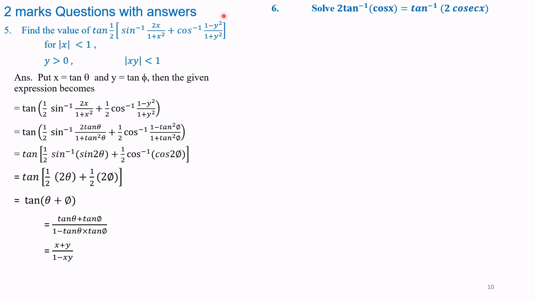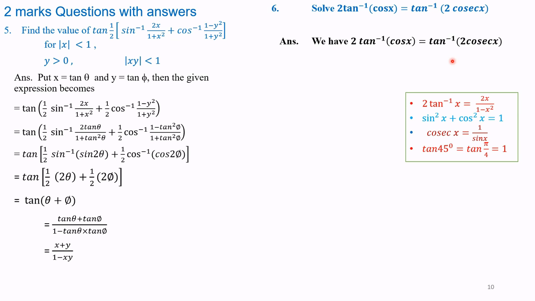Next question. Solve 2 tan inverse of cos x is equal to tan inverse of 2 cosecant x. On the left hand side we have the given equation, 2 tan inverse of cos x, equals tan inverse of 2 cosecant x. We have to find the value. So 2 tan inverse of cos x can be written, using the formula 2 tan inverse x is equal to tan inverse of 2x divided by 1 minus x square. Therefore, the given equation becomes tan inverse of 2 cos x divided by 1 minus cos square x, and the right hand side we are retaining as it is. Therefore, 2 cos x divided by 1 minus cos square x is equal to 2 cosec x.